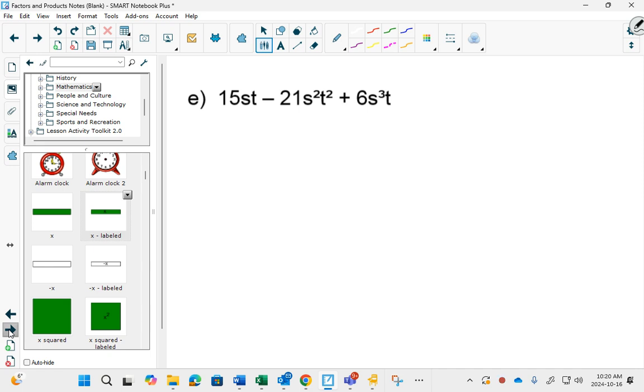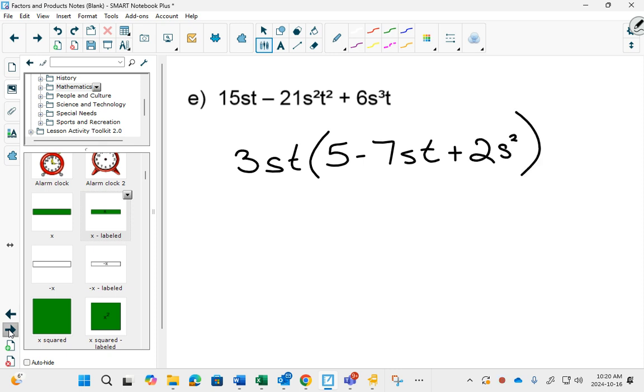Okay, with the numbers, there is a 3 that you can pull out of all of them. And then looking at the variables, they each have one S, they each have one T, leaving you with 5 minus 7, one S, one T left, plus 2, and 2 S's left. So when you factor something out, it's like you're taking it out, it's like you're dividing it out, and you're finding out what is left.